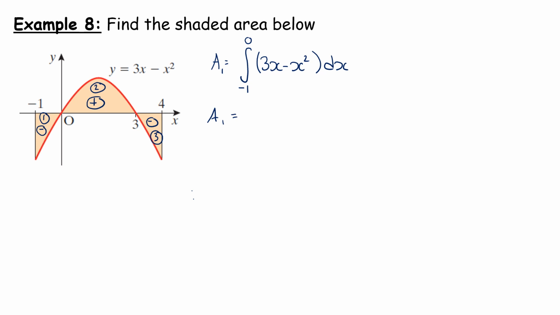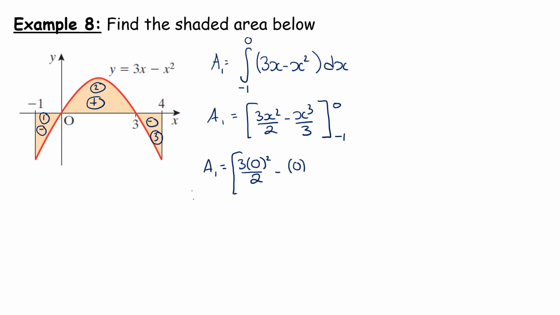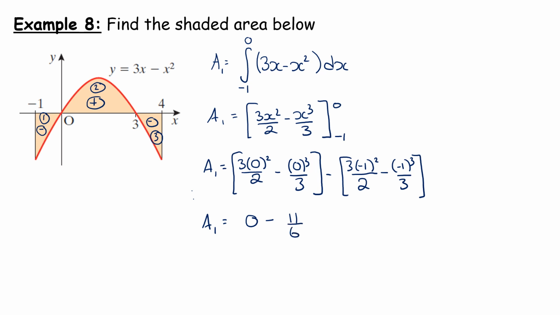Let's work that through. Add 1 to your power, 3x squared, divide by your power; add 1 to your power, divide by your power, and we're going to evaluate that between -1 and 0. So when we do that, we're subbing in 0 first, because that's actually bigger: 3 times 0 squared over 2 minus 0 cubed over 3, minus, watch your brackets here with your negative, 3 times -1 squared over 2 minus -1 cubed over 3. That first bracket gives us a 0, and let's go to our calculator for the second bracket. So 0 minus, and that's 11 over 6, so the first area is -11 over 6, but it can't be negative, so we force that to be a positive 11 over 6.